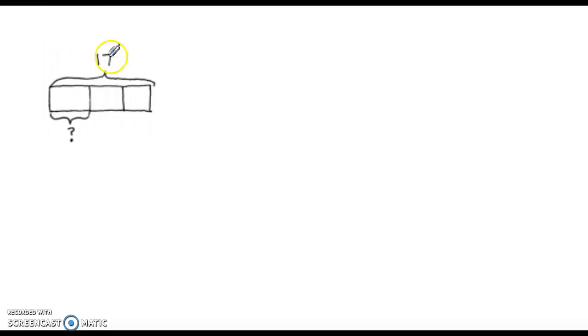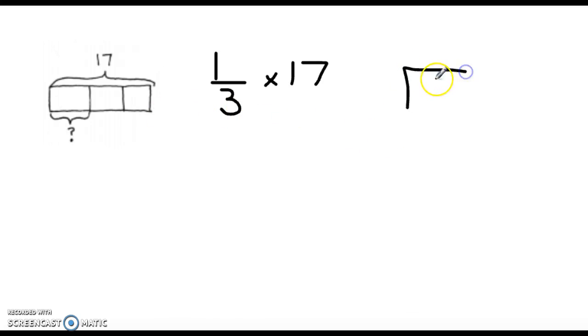Let's actually go and take a look at this one. So I've got 17 is my whole. My whole is worth 17. And I have split this into 1, 2, 3 boxes. So I'm finding thirds of 17. One of the 3 boxes, 1/3 of 17. Now if I go to break 17 into 3 equal pieces, if I skip count by 3, 3, 6, 9, 12, 15, 18, I can't ever get to 17 by counting by 3s.